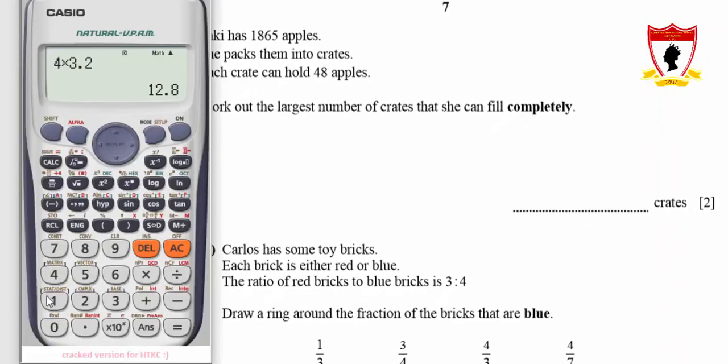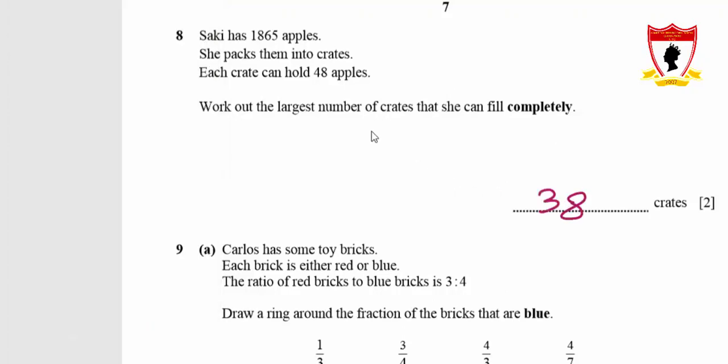1865 divided by 48. For such questions, we're going to ignore the decimal side. She's going to fill 38 full crates. For such questions, we ignore the decimal part.